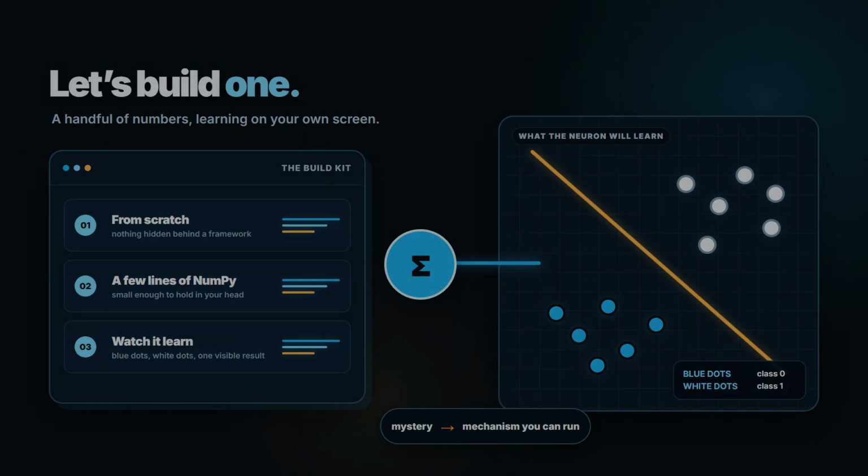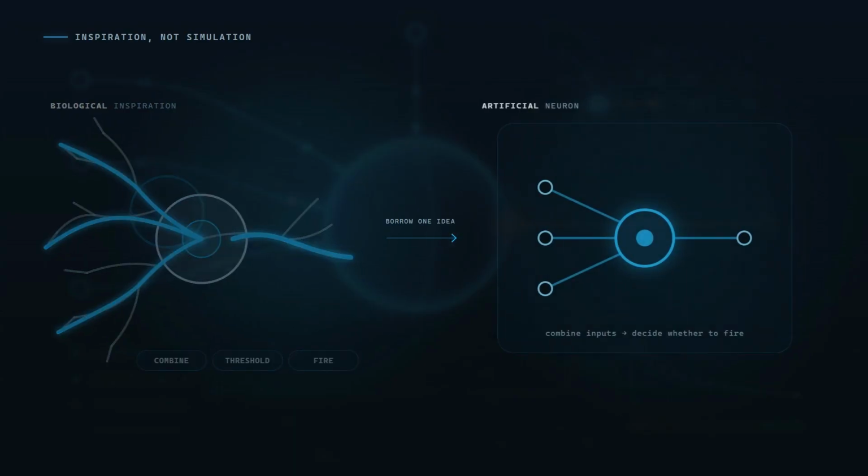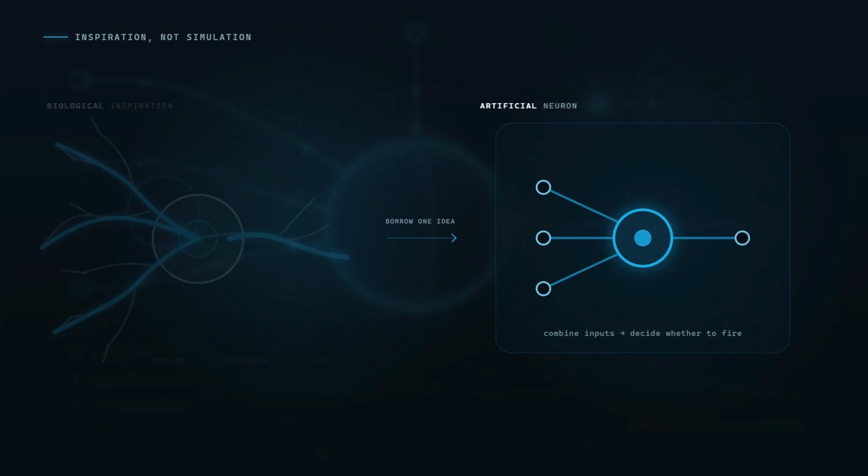Let's build a neuron. The artificial neuron borrows its name, and only loosely its shape, from biology. A brain cell fires when its combined input crosses a threshold. The artificial version keeps that one idea, combines several inputs, and then decides whether to fire, and throws away everything else. This is inspiration, not a model of the brain. Don't read too much into the word neuron.